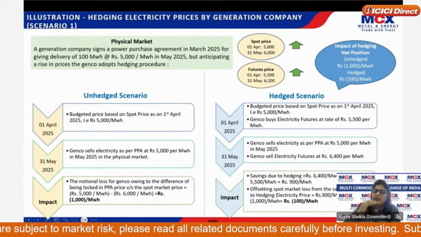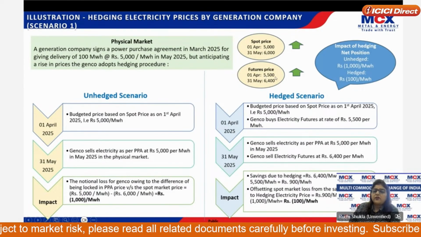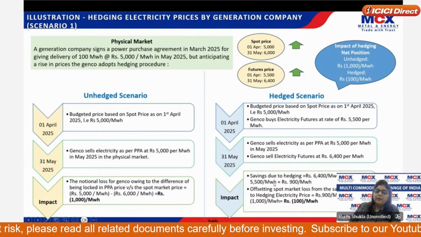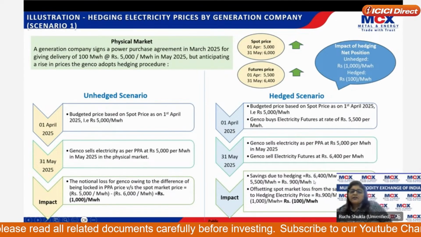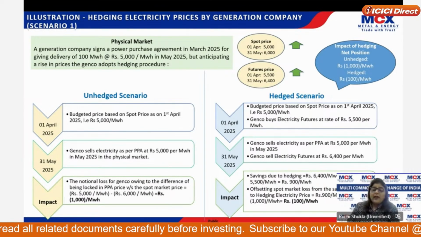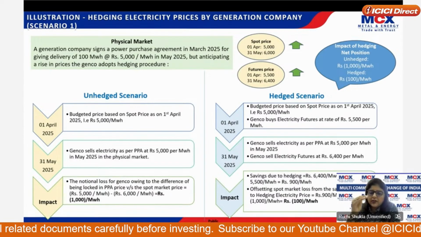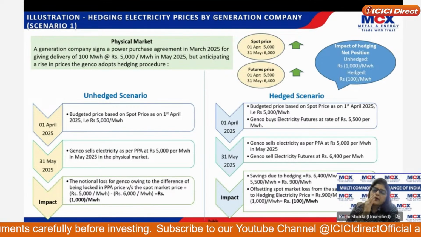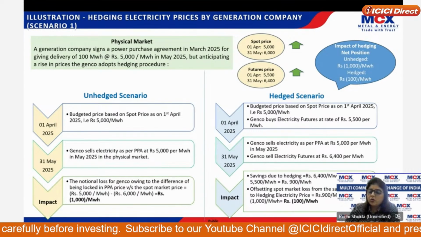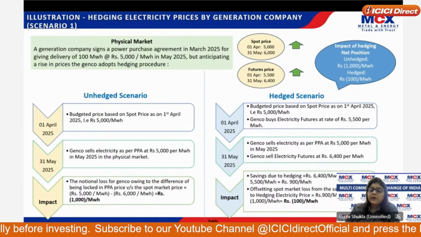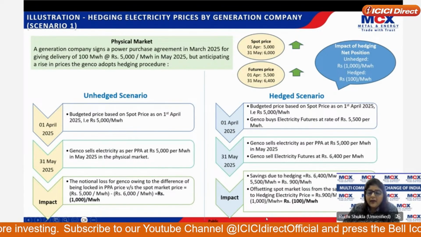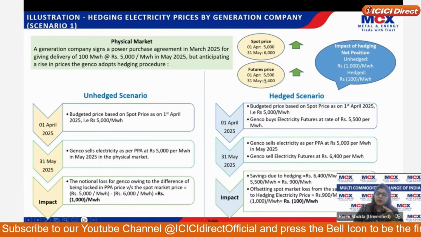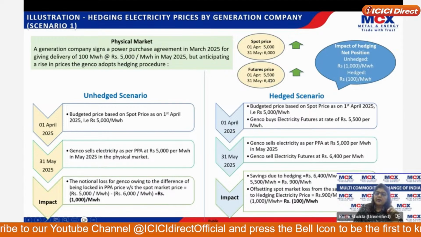Futures price is generally higher than that. So suppose the price was 5,500 and it moved to 6,400. The generator locked the price at 5,500, and when the prices move to 6,400 and his PPA contract has ended, he closes out his position on the futures market. So ultimately, the impact is he's making a savings due to hedging of the differential, so 900 per megawatt hour.